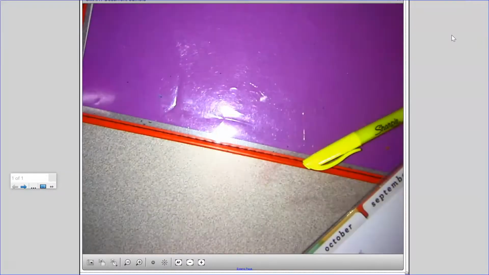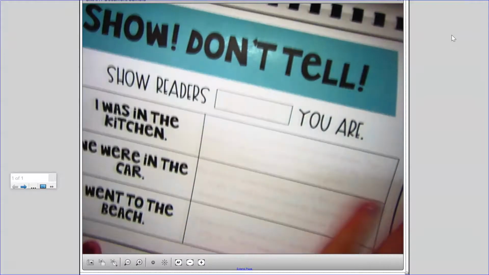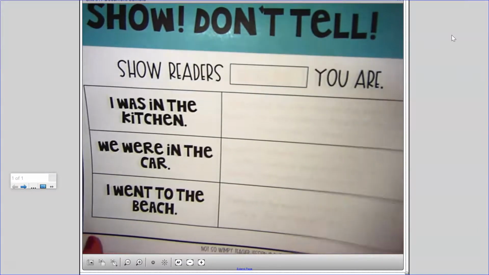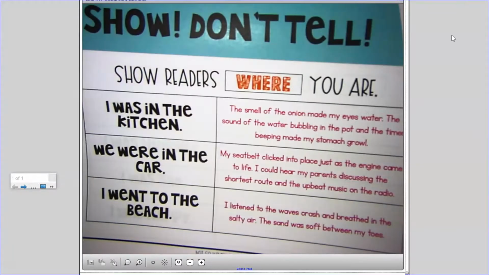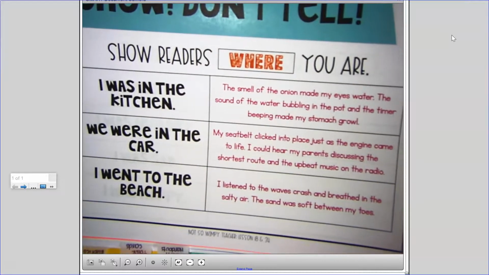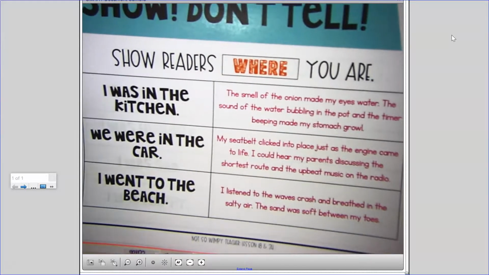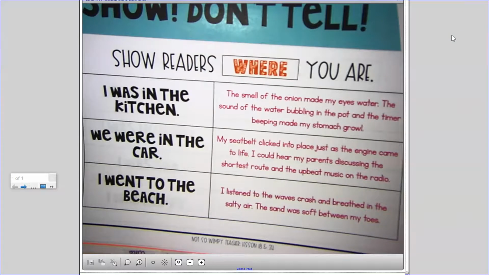So let's go to our anchor chart. I think we have one today. Yes. So let's talk about this. Show readers where you are. Instead of saying I was in the kitchen, we could say the smell of the onion made my eyes water. The sound of the water bubbling in the pot and the timer beeping made my stomach growl. So if you put all those things together, your reader could infer that you were in the kitchen.